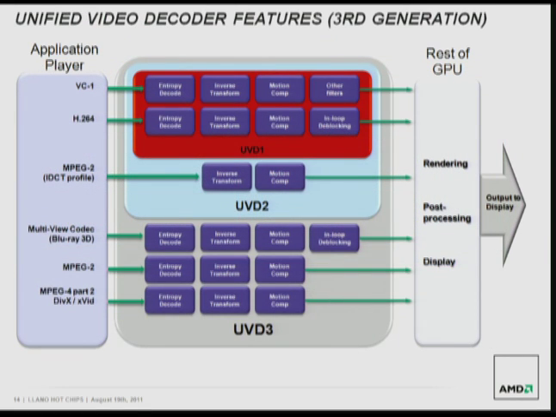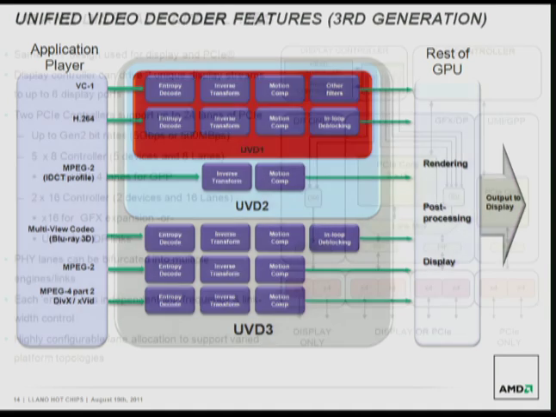The unified video decoder, the media accelerator block, is a combined firmware scheduled hardware block that is used to work in conjunction with the application player to accelerate media decode. In Llano, we've featured the third generation part, which is our UVD3 engine. And basically what I have here shows the additional functions that we've supported in UVD3 versus the earlier versions of the core.